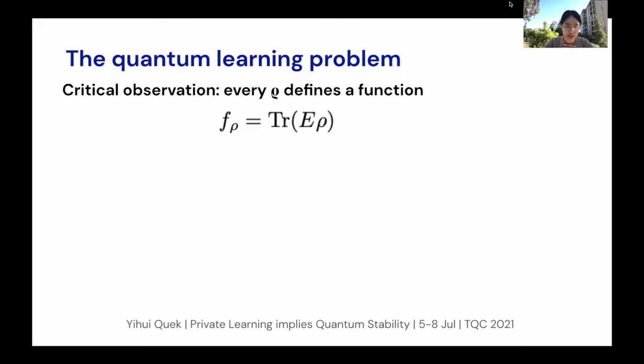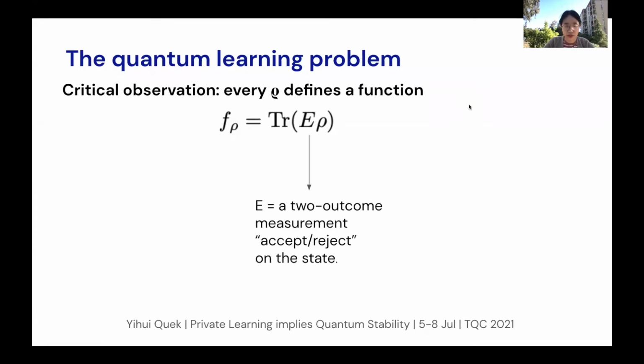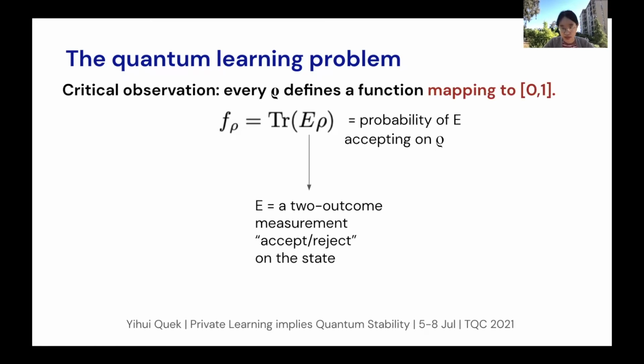So the critical observation that defines all of these models is that every quantum state defines a function from the space of two outcome measurements to real valued numbers from 0 to 1. And this function is trace of E rho, where E is a two outcome measurement, which we can imagine outputs either accept or reject on the state. And trace of E rho is the probability of E accepting on the state.